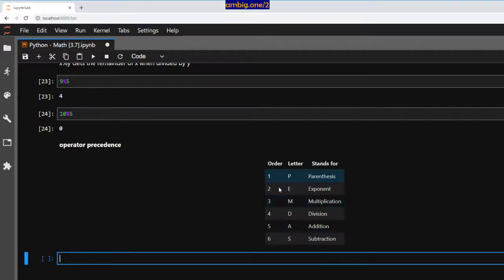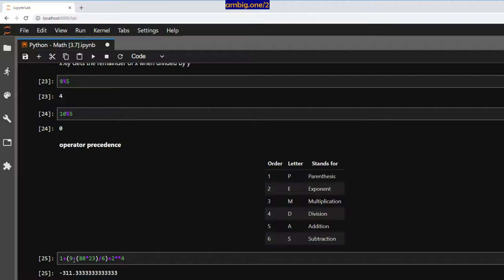So if you are including all this in one long expression, then parenthesis will take precedence over exponent, and exponent will take precedence over the rest. That is, let's say 1 plus 9 minus 88 star 2, something like this, right? And division 6, and then I do plus 2 star star 4.